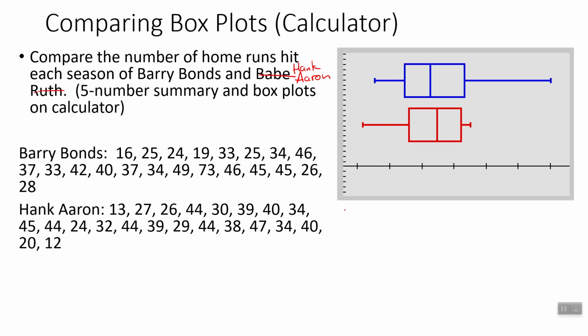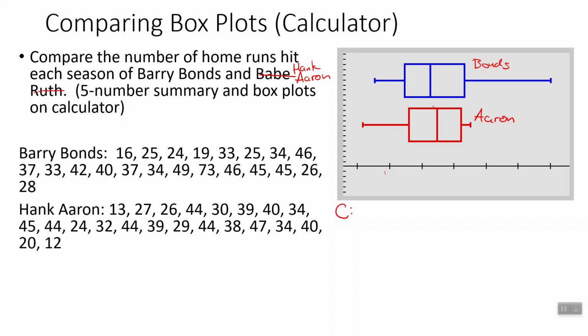If we want to compare them, that means we're going to compare. For centers, we don't have the means, but we have the medians. So this up top was Barry Bonds. This is Bonds, and this is Aaron down here.